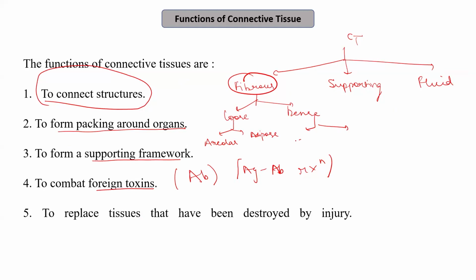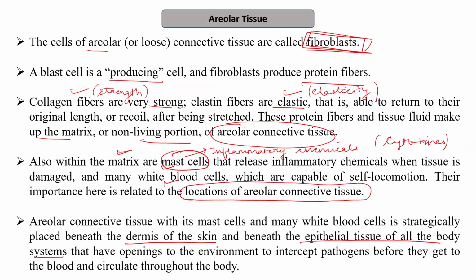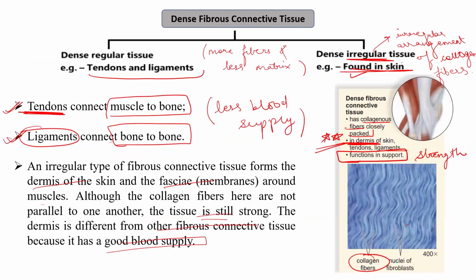Dense connective tissue is divided into two types, regular and irregular fibrous dense connective tissue, because of the arrangement. In irregular connective tissue, what we see is dermis, and in regular connective tissue, it is the tendons and the ligaments. Tendons help in connecting the muscles to the bone, and ligaments help in the connection between bone to bone.